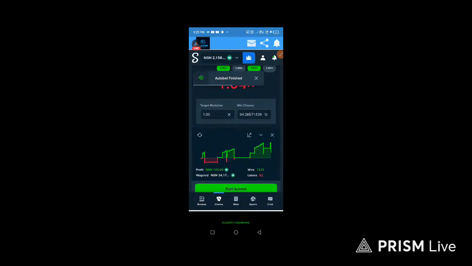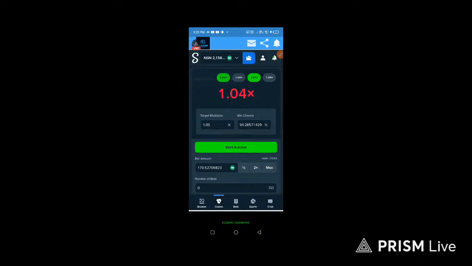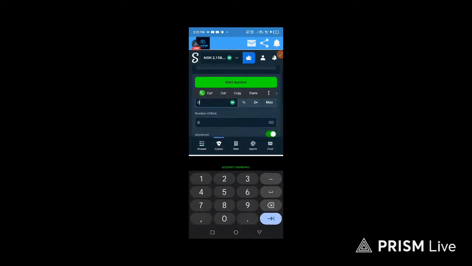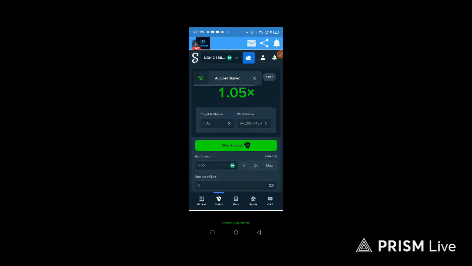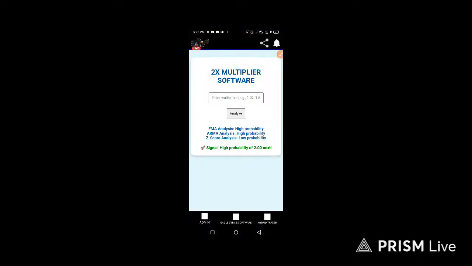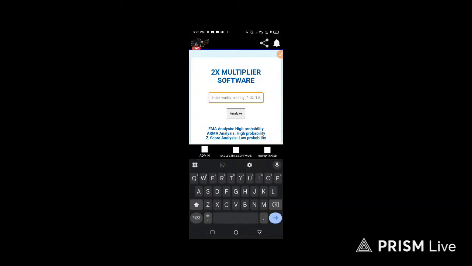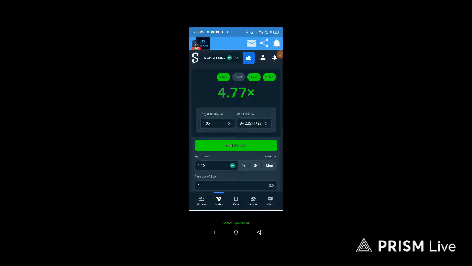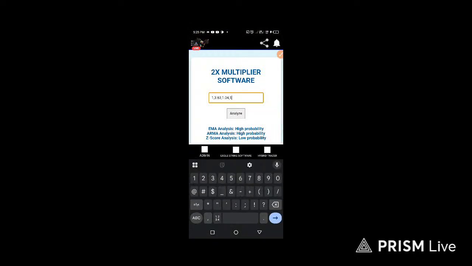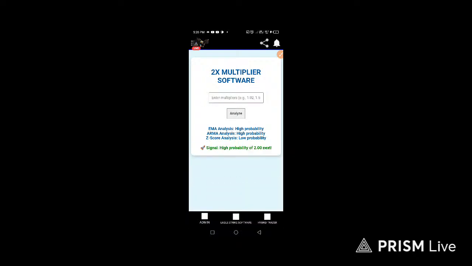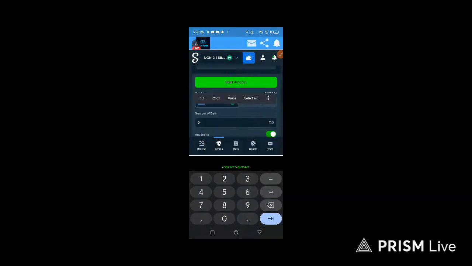Alright, so we are caught up again. So let's recover this. 1.00, 3.63, 1.04, 1.07, 4.77. Okay, it tells us that it's valid for us to enter.